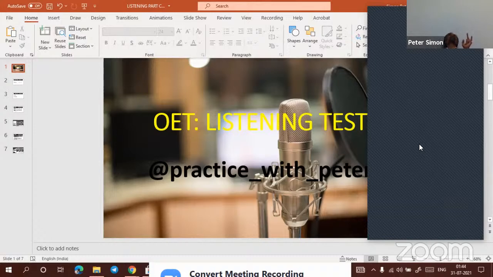Next, 7 to 8 is discharge letter. And 8 to 9 is transfer letter. Both doctors and nurses. I'm not teaching letters. I'm not teaching letters tomorrow.